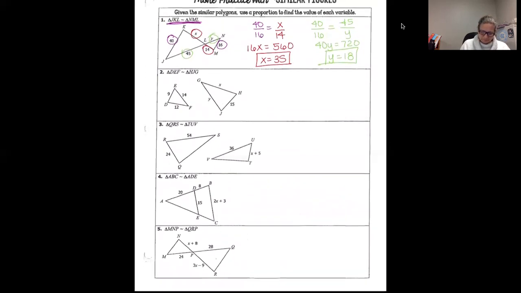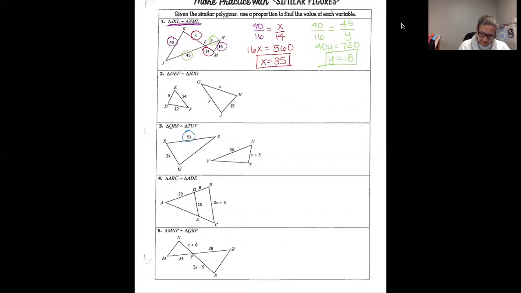Problem number 3. RS and UV, so 54 over 36 is equal to RQ would be 24 over X plus 5. And I'm going to reduce this to 3 over 2. So 3 over 2 is equal to 24 over X plus 5. That makes my numbers much more manageable. So 3X plus 15 is 48. Subtract 15 and divide by 3, and X is 11. Always remember, take as many steps as you need to get your problem right.